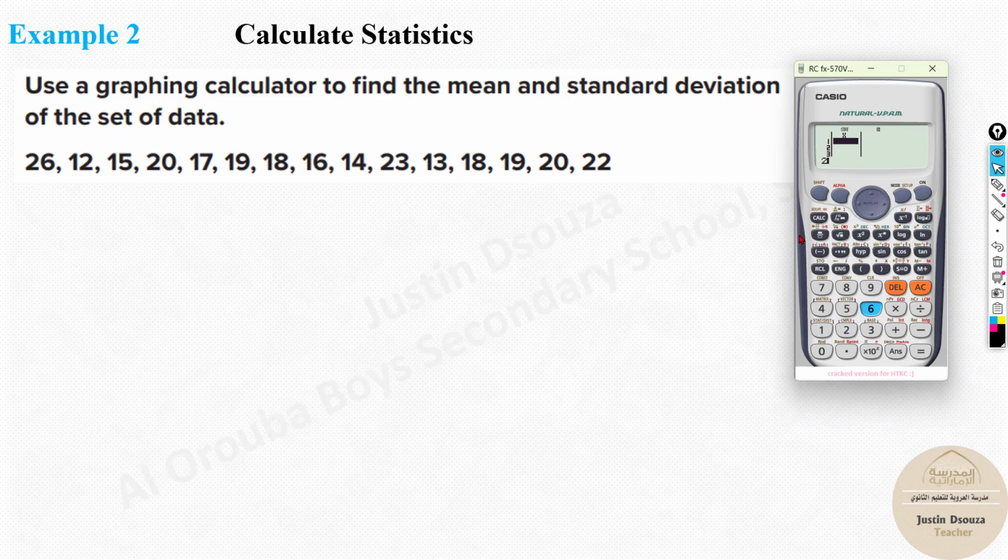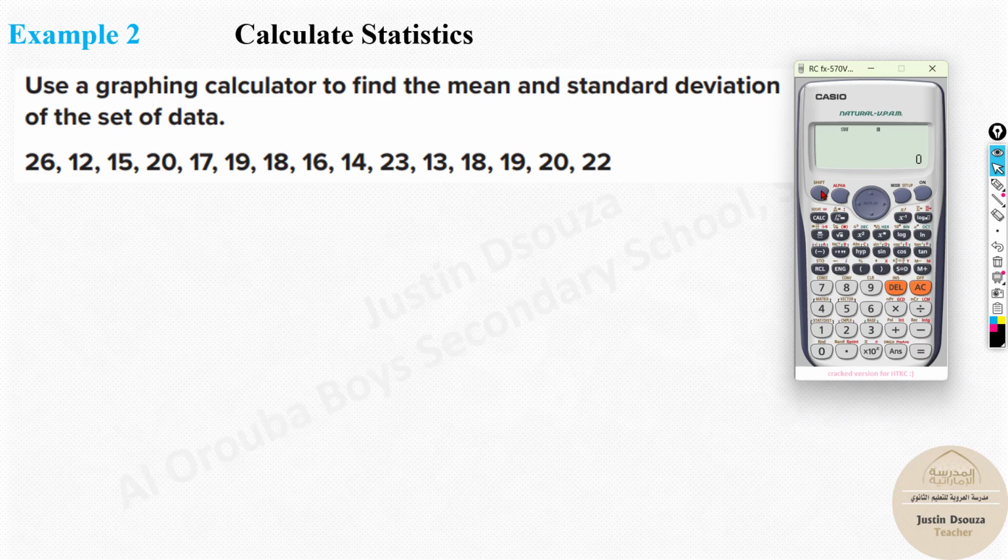now I just type the values in: 26, 12, 15, 20, 17, 19, 18, 16, 14, 23, 13, 18, 19, 20, and 22. So there are 15 values. Let me just check: 3, 6, 9, 12, 15. Yes, 15. So now you just need to press AC.